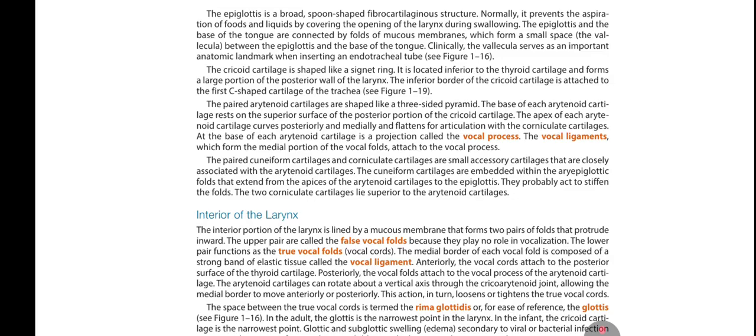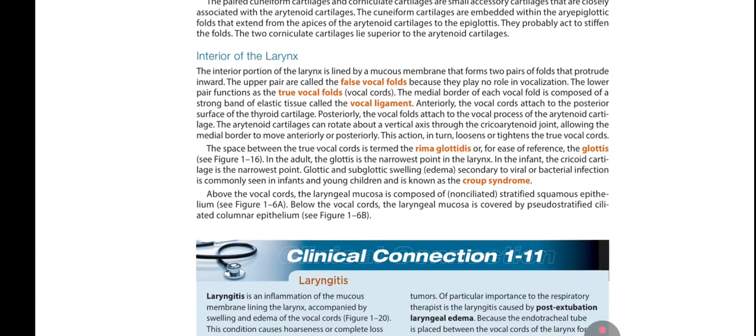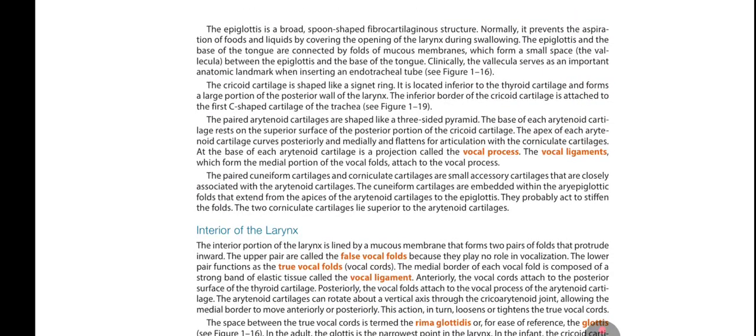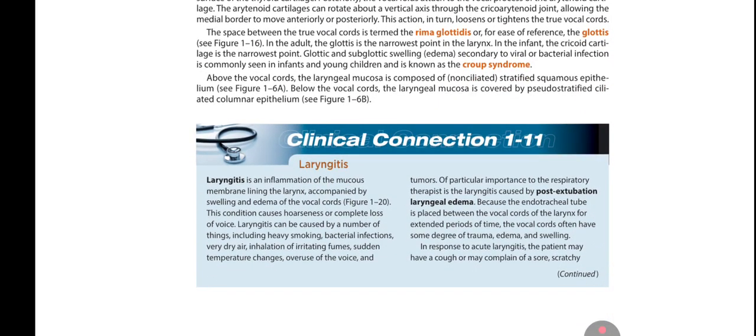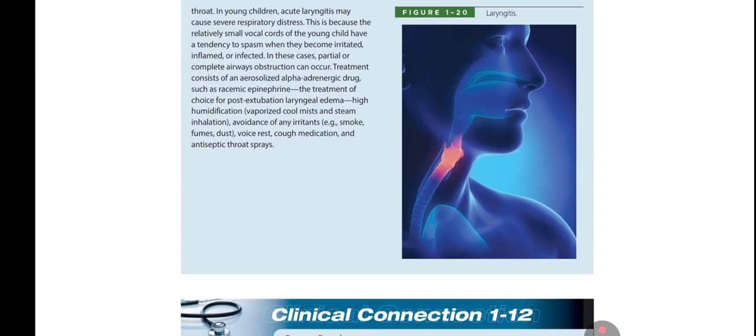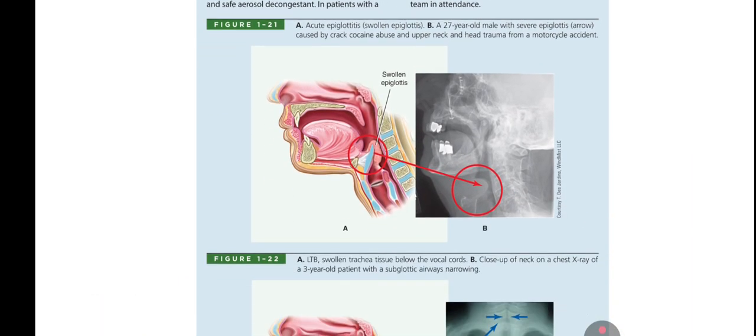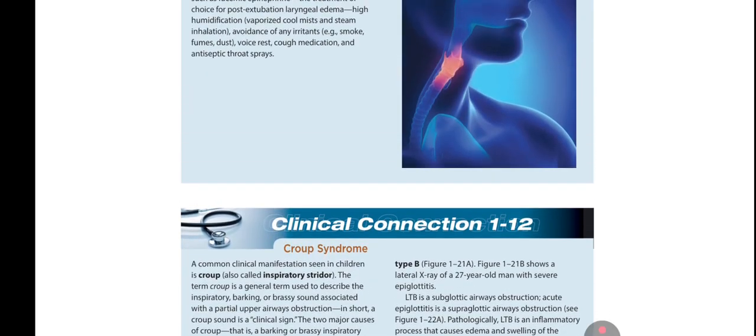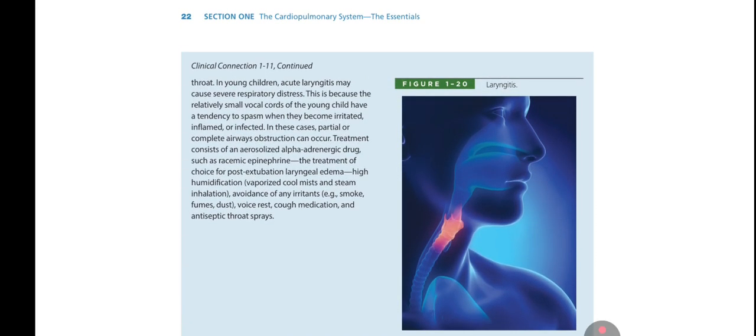The vocal ligaments are probably the supporting features to control the vocal process or cords. Then we have laryngitis here, which is the inflammation of the larynx. It's very dangerous because, as you can see here, it can obstruct the airway. Laryngitis, inflammation of the airway.